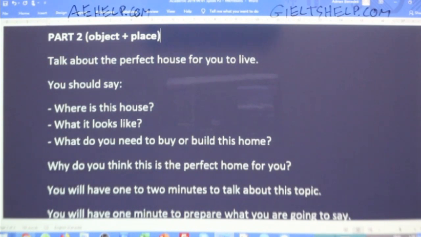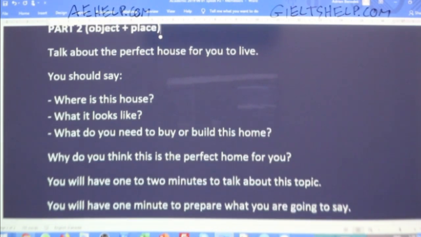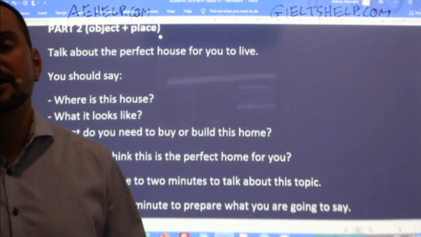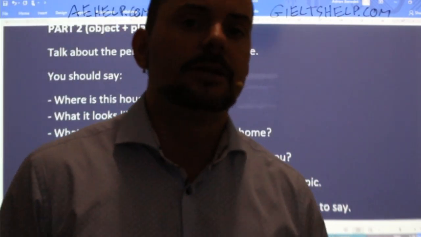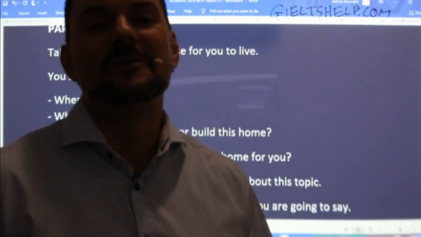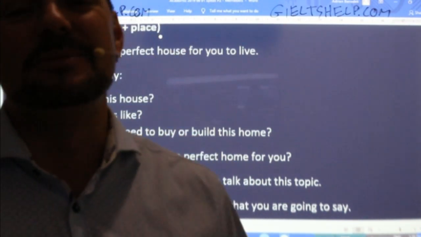So some of you are saying it's a place, some of you are saying it's an object. And yeah, it's a bit of both. All right, so let's then imagine we just got this card. The instructor or the examiner says, okay, your 1 minute preparation time is up. Sorry, your part 1 is over. Now we will begin part 2.